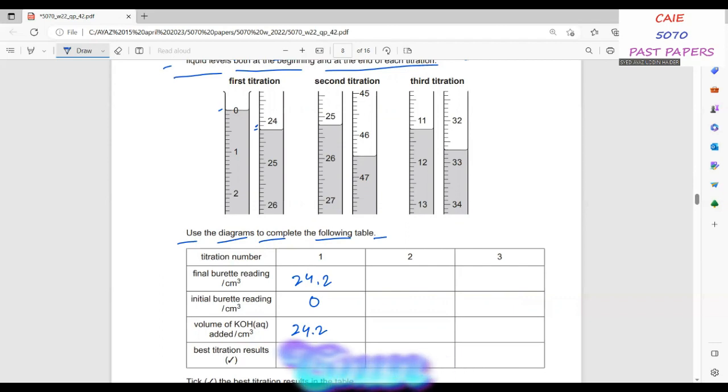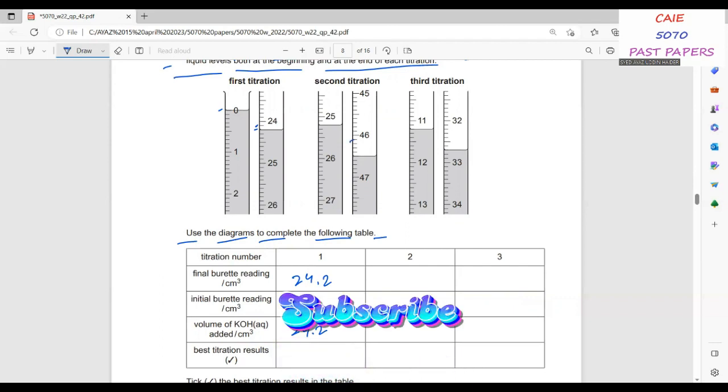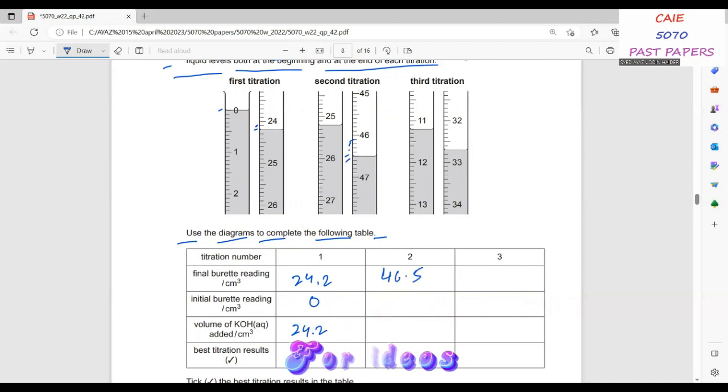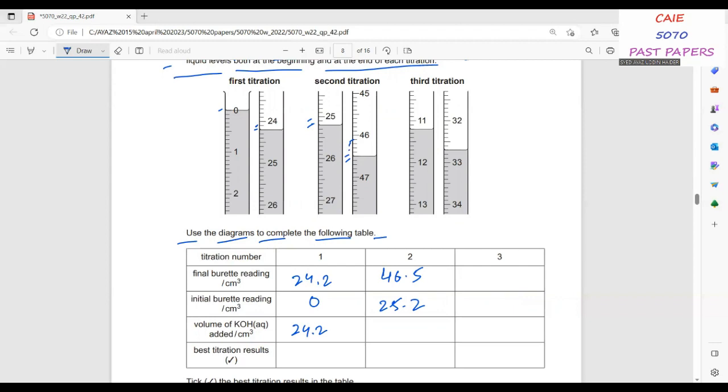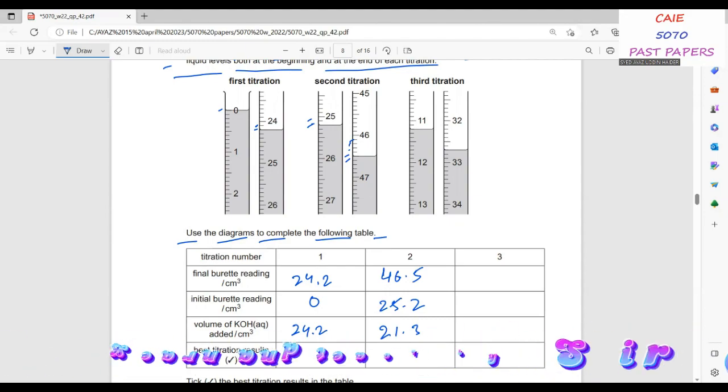For the second titration, the final burette reading will be 46.5. What about the initial reading? 25.2. So if you subtract 25.2 from 46.5, we will get 21.3. Coming back to titration number two, first of all, we need to calculate the difference. I'm already done with this.